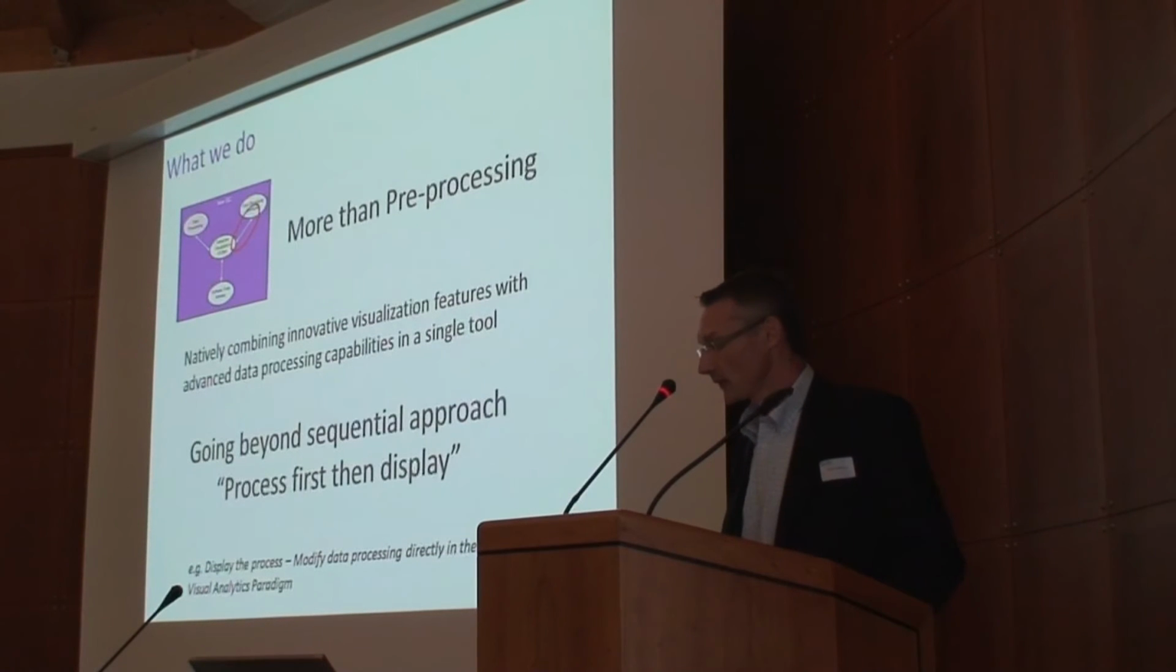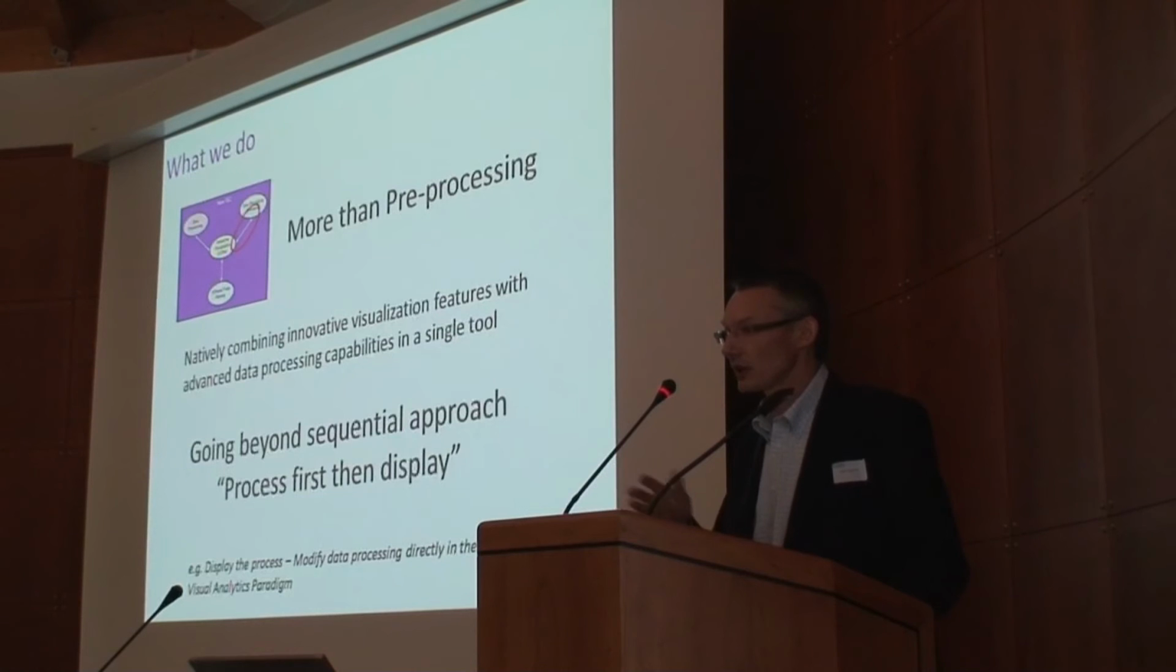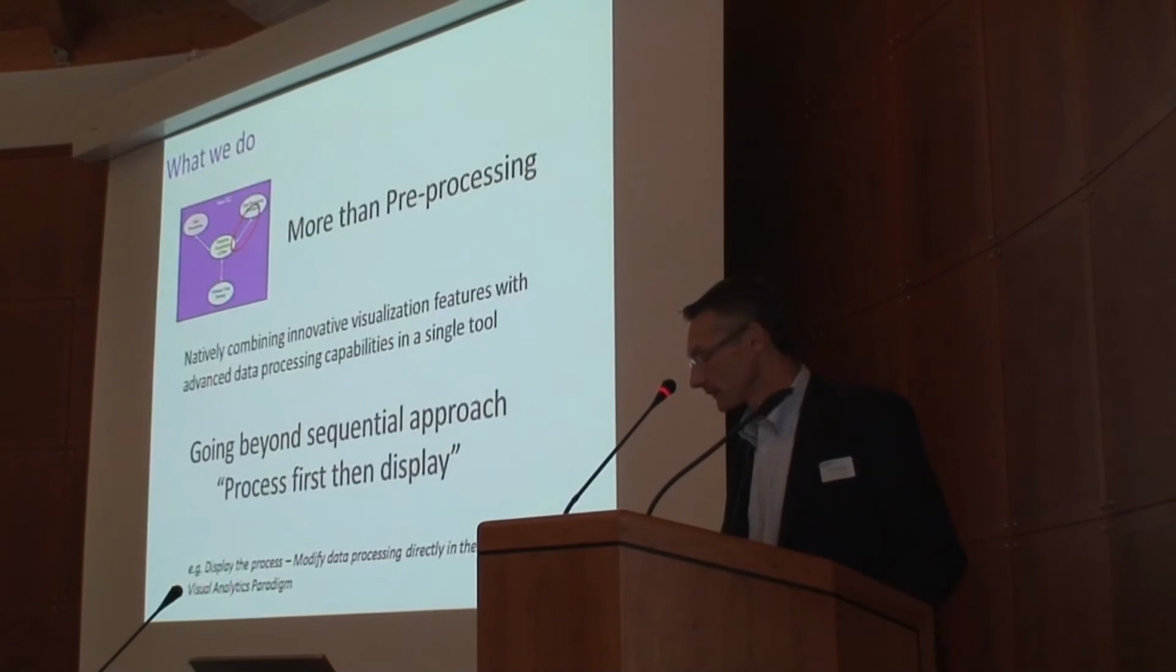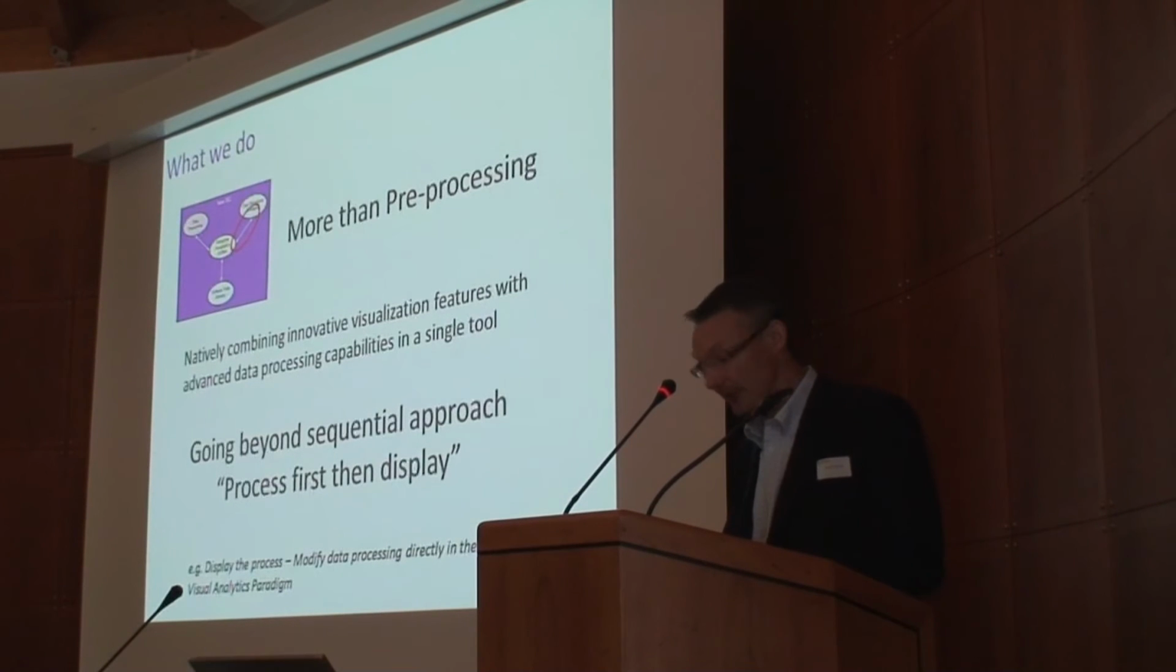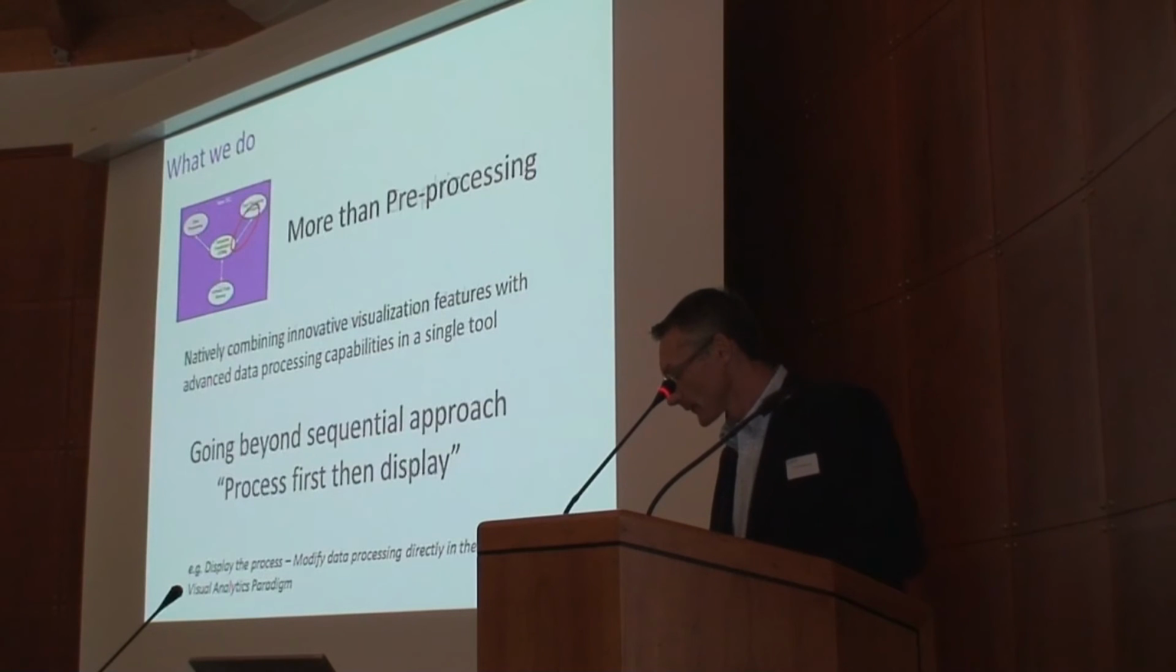Or, another topic, you can display the process, for instance, a clustering process, to be able to stop the process if you see that it doesn't deliver good results. Or you can see that you should exclude one or two outliers, and you see it visually. You can simply exclude the outliers and go on with the process. It means that you must break the usual sequence, process first, then display. And it's facing challenges, of course.